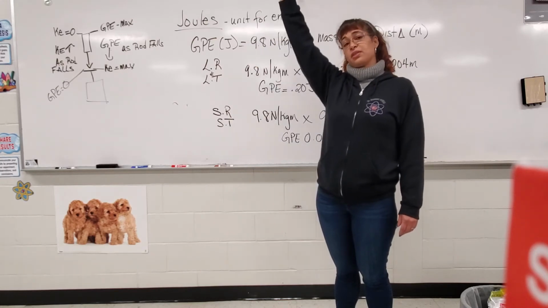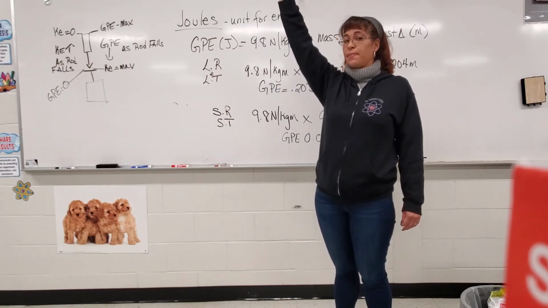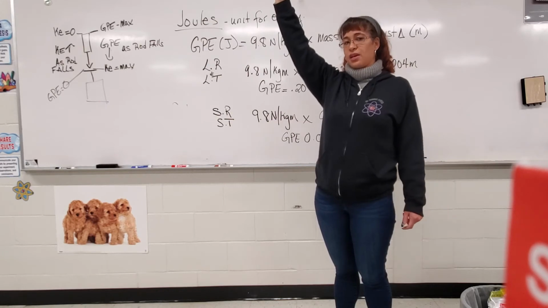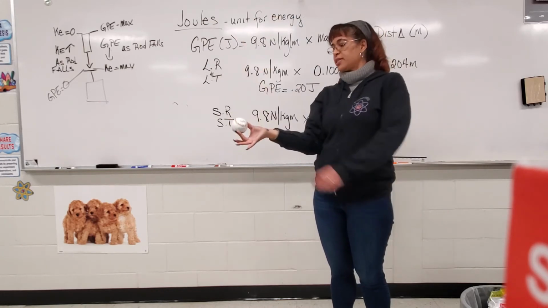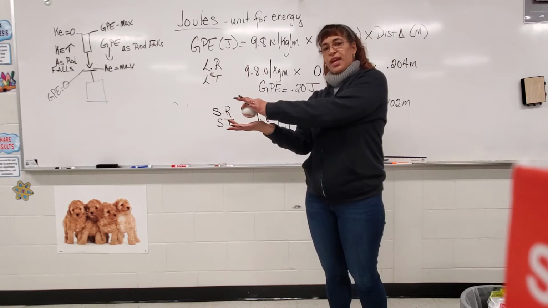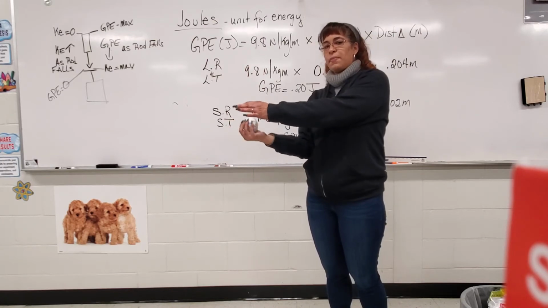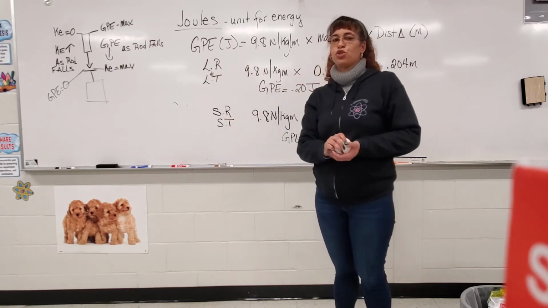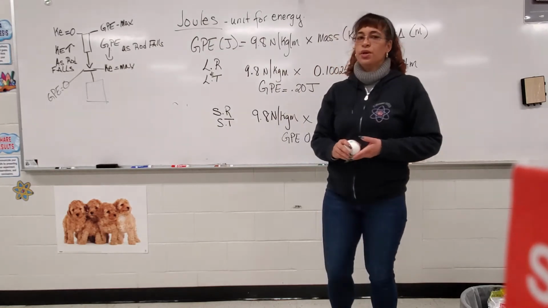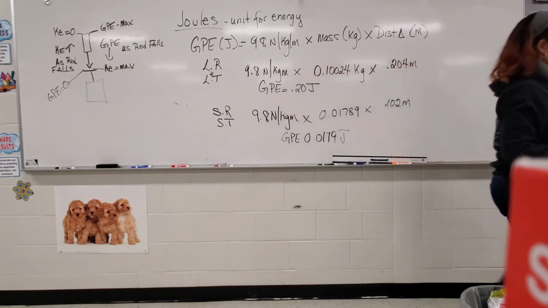At the point where it stops at the top, its GPE is at its max, and for that moment the KE is 0. And just before the ball hits my hand, when I catch it, the kinetic energy is at its max, and when I catch it, its gravitational potential energy is 0. So I hope that made a little bit of sense.